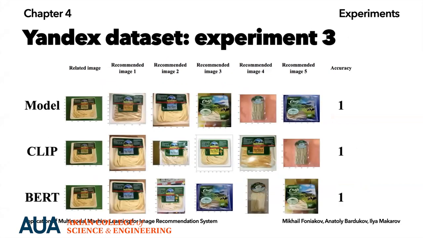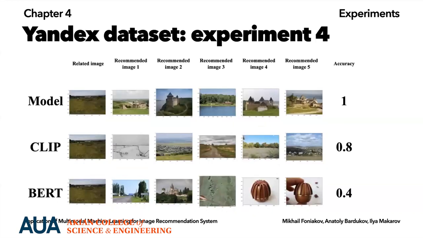In experiment number 3, the CatBoost model, CLIP model, and BERT model have no mistakes, so the accuracy is 1. In experiment number 4, the CatBoost model has no mistakes. The accuracy is 1. The CLIP model has a mistake in the second image. The accuracy is 0.8. The BERT model has mistakes in the third, fourth, and fifth images. The accuracy is 0.4.